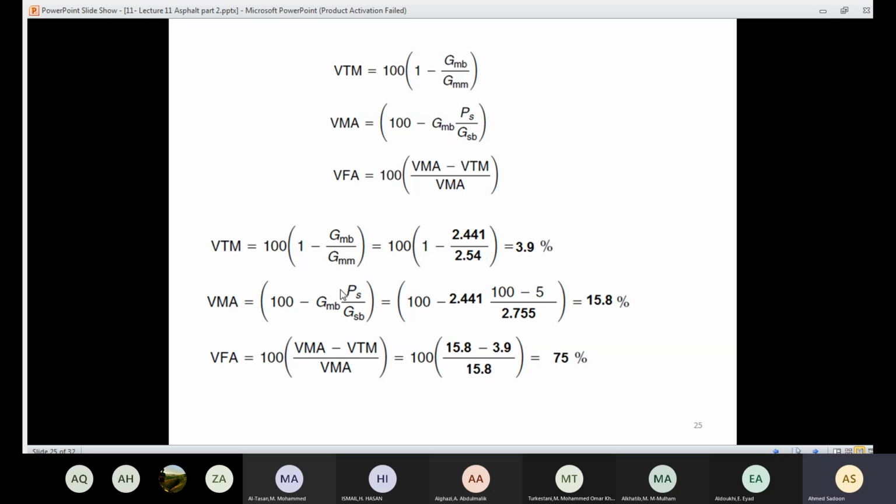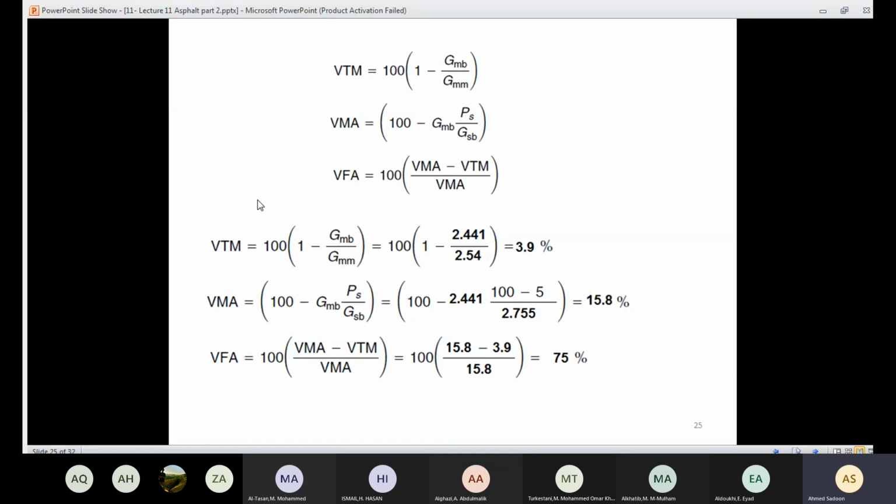This one is given. And PS is also given, which is 100% minus 5. So I've got all I want. Then I'm going to just plug the numbers into the formula, and the answer came out to be 15.8%.